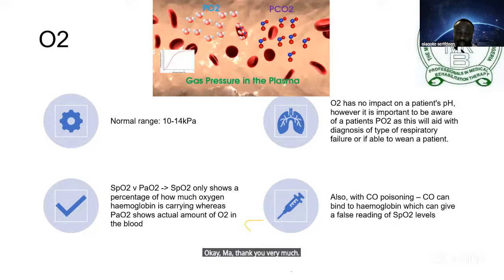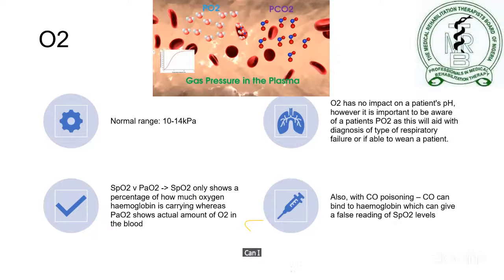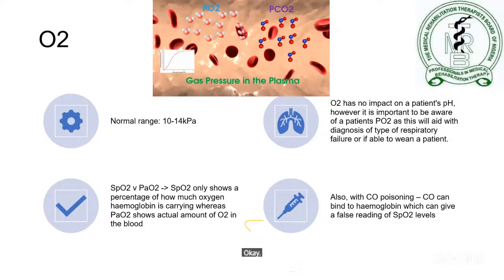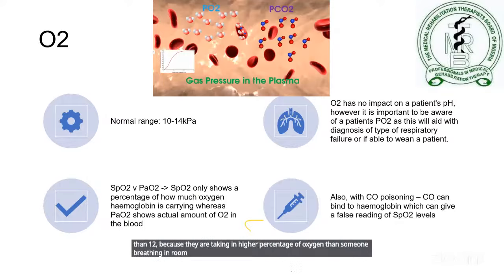Can I get one more person so I can also relax for a while? I think that for someone who's breathing 35% oxygen, the person should have a higher PaO2, whatever it's called. It should be higher than 12 because they are taking in a higher percentage of oxygen than someone breathing in room air. That's what I think.